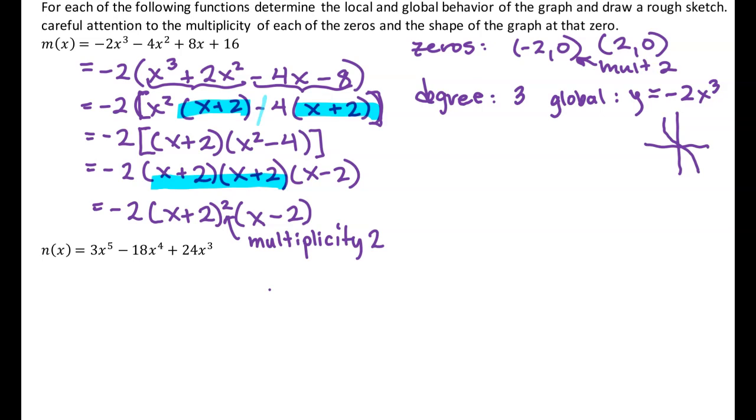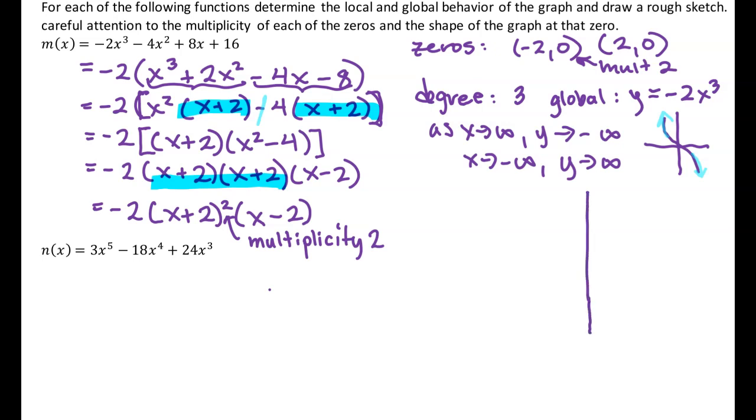And what that tells me is that as x gets really, really big, which means we're imagining heading out the right side of this graph, our y values are getting really, really negative. And as x gets really, really big negative, we're now imagining we're headed out the left side of our graph, and y's are getting really big positive. Okay, so all that global behavior stuff just tells us what to do at the far left and the far right side of our graph.